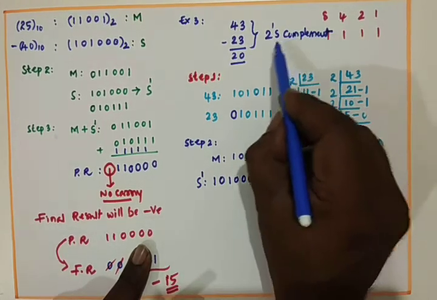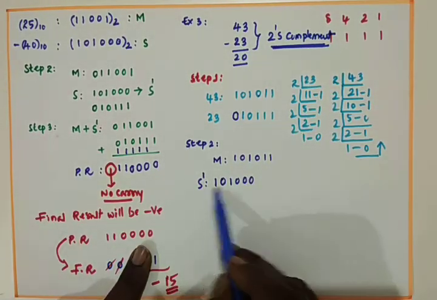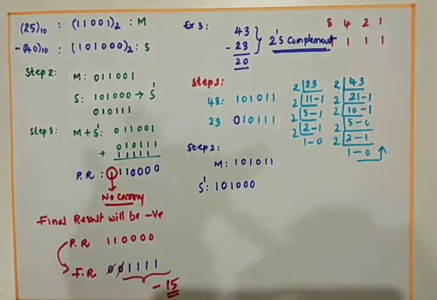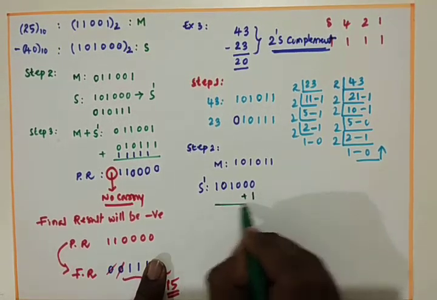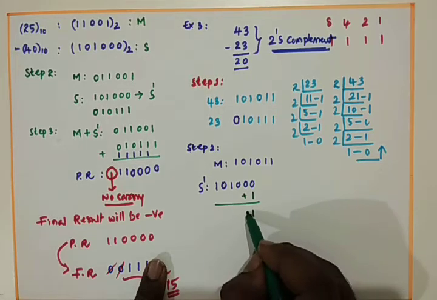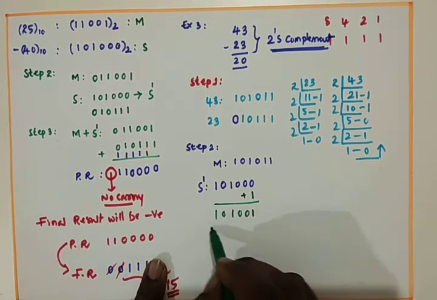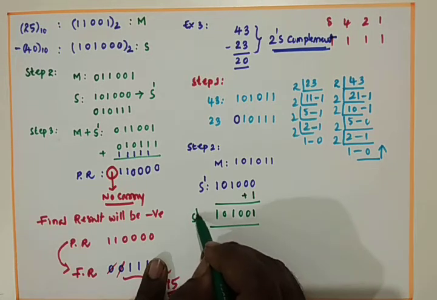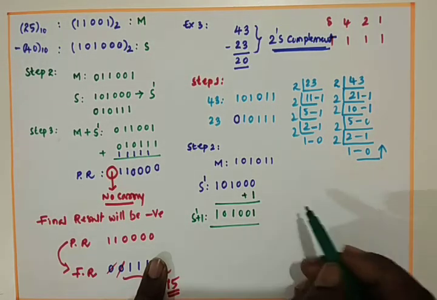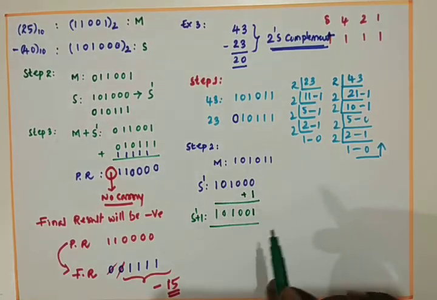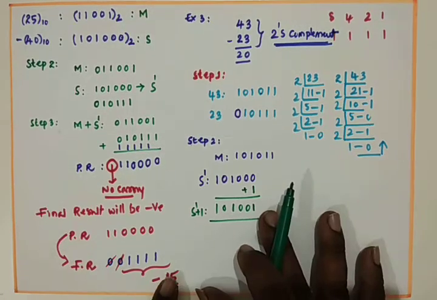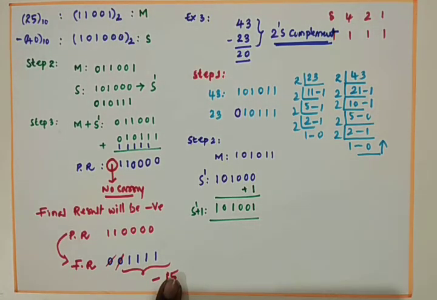This is 1's complement, but the question given is 2's complement. The 1's complement we performed; 2's complement is nothing but 1's complement plus 1. So the answer will be 101001. Now we performed the 2's complement, so now add the minuend and the 2's complement of the subtrahend.